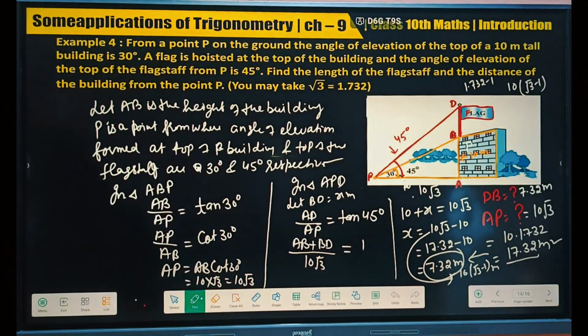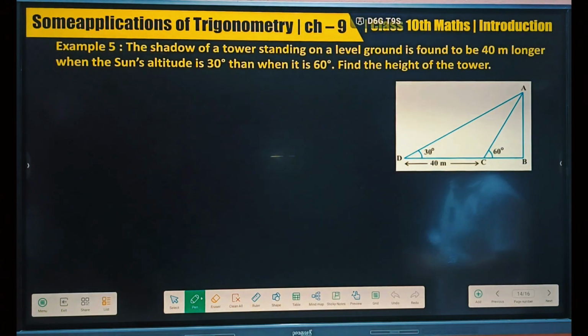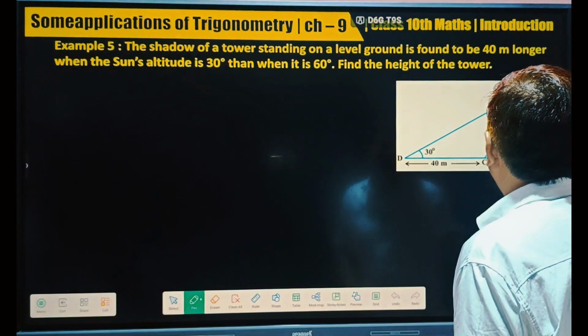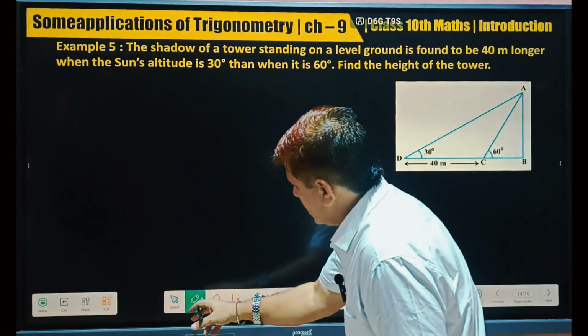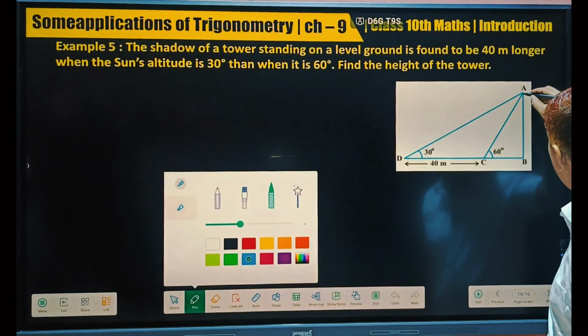Next one, more questions taken the same way. The shadow of a tower. This is a tower. Which one is the tower? This one. This is a tower.